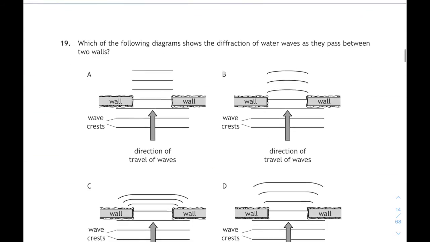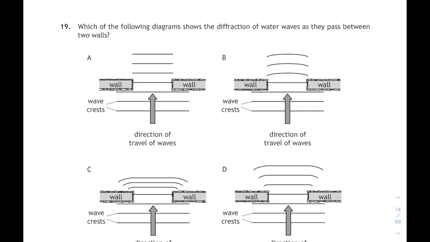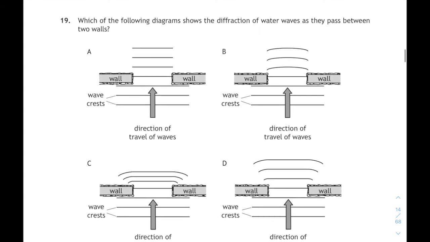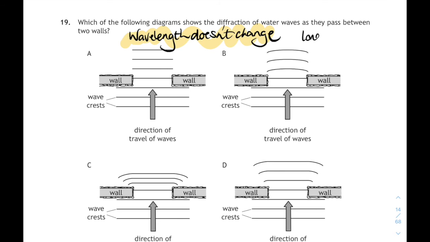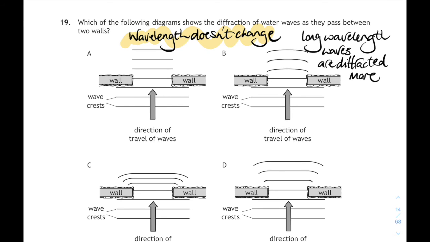Question 19 then, still on waves. Which of the following diagrams shows the diffraction of water waves as they pass between two walls? Well, diffraction is the bending of waves around an obstacle, and when waves diffract, their wavelength doesn't change. But what we do know is that long waves will diffract more. They will be bent around an obstacle more than short waves will.